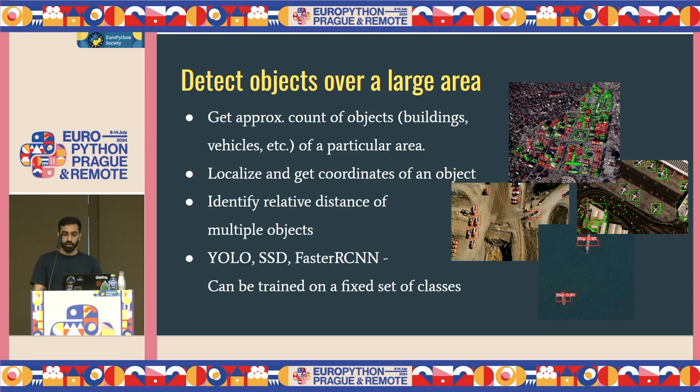So there are various models which are being used, like YOLO, SSD, and Faster R-CNN, and those models can be trained on a fixed number of classes. Like, it can be useful for detecting ships, airplanes, trucks, and buildings. So there are various applications we can think of. Now let's see how we can use vision language models in that case as well.